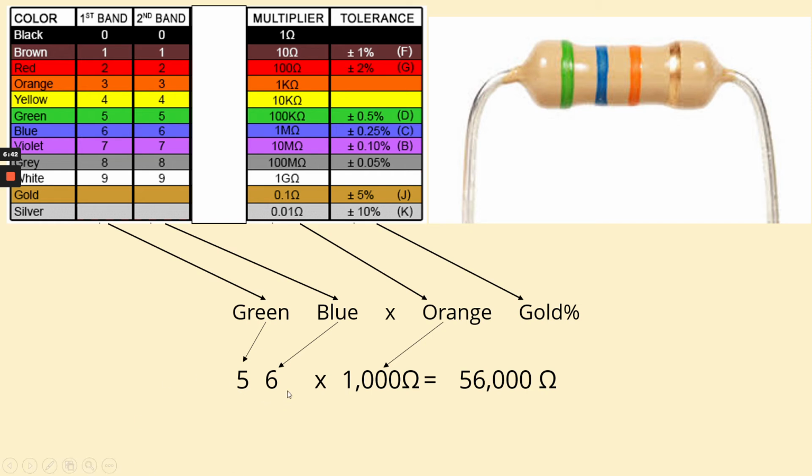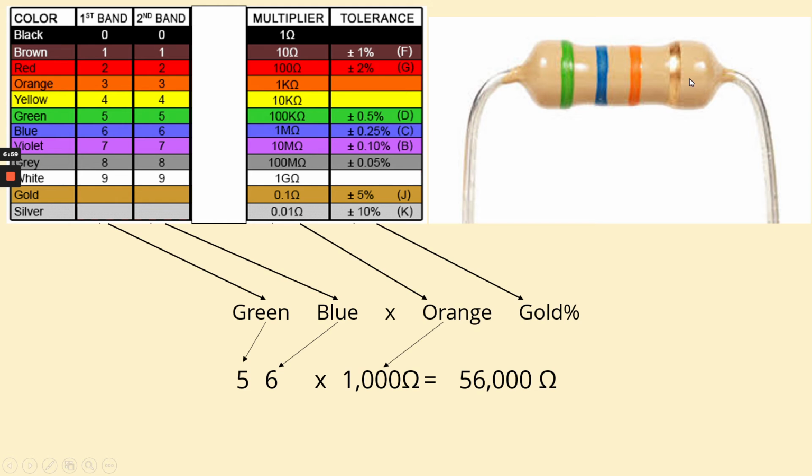56,000 ohms, because we've times 56 by 1000 ohms. Is that our final answer? I hope you said no, because that is correct. Because we still have one band left. This final band, which is the tolerance, and it's gold.